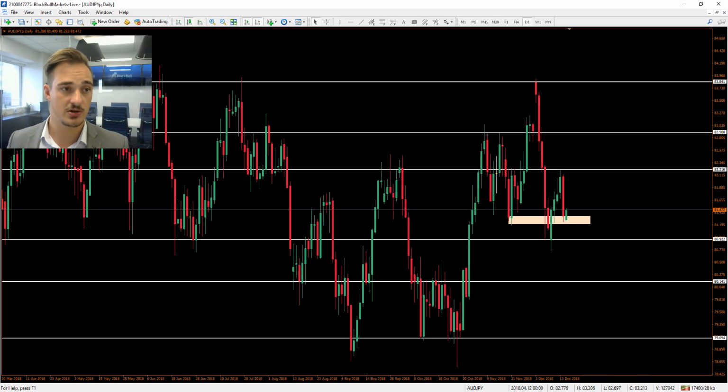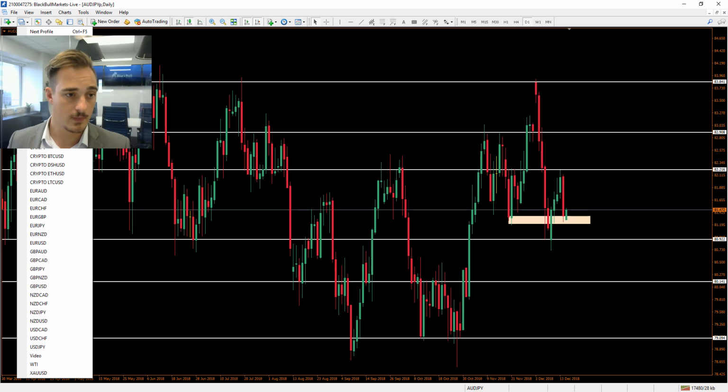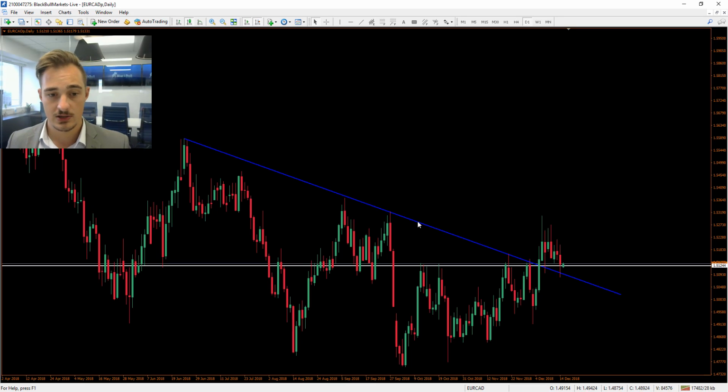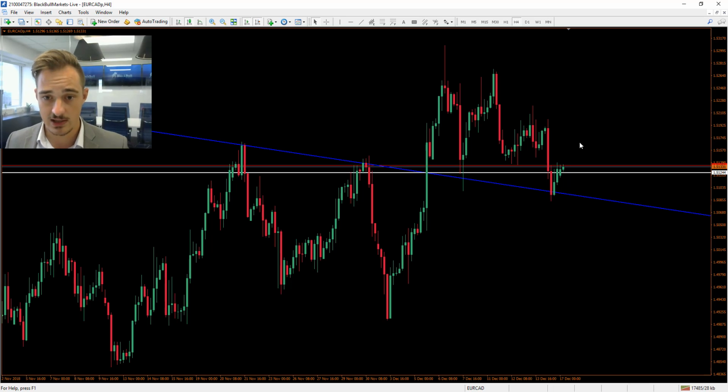So moving on to the Euro CAD. There it is. So Euro CAD, we were looking at this trend line that was going to break. So we did break it last Monday, sorry. You can see it has now actually pulled back to use this as a resistance support area. Sorry, mixing these up quite a bit today.